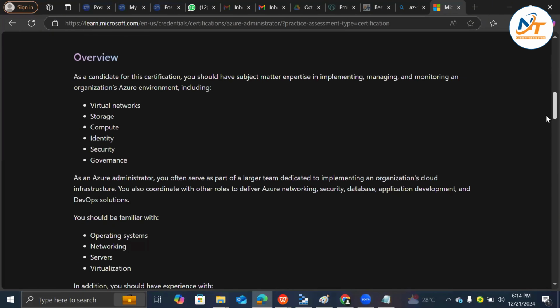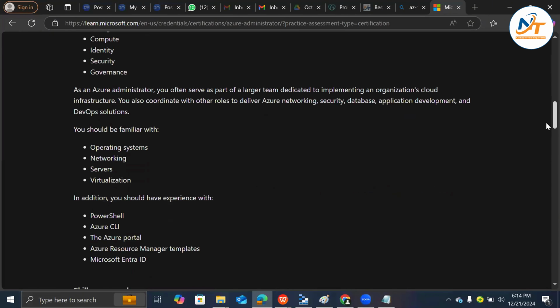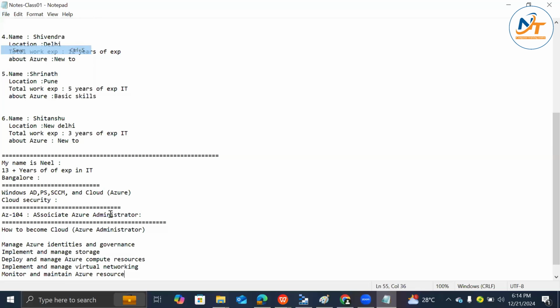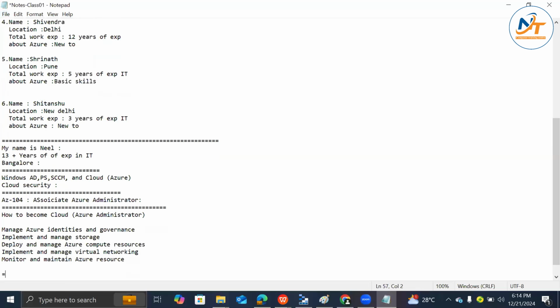This is the course we will be talking about one by one. Manage Azure identity, implement and manage storage, deploy and manage Azure compute resources, implement and manage virtual networking, and monitor and maintain Azure resources. Once you complete this course, you will be able to handle all the Azure resources, which are networking, Azure Active Directory, virtual machine, and storage.